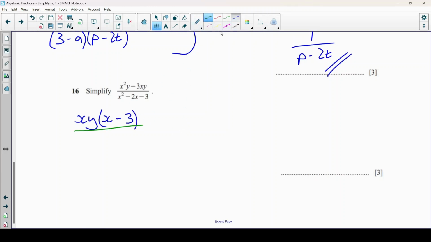On the bottom, that looks like quite a straightforward quadratic. I'm looking for two numbers that multiply to give minus 3 and add to give minus 2. So those two numbers are minus 3 and plus 1, because minus 3 times 1 is minus 3, and minus 3 plus 1 is minus 2. And then I can divide top and bottom by x minus 3. And that just leaves us with xy over x plus 1.